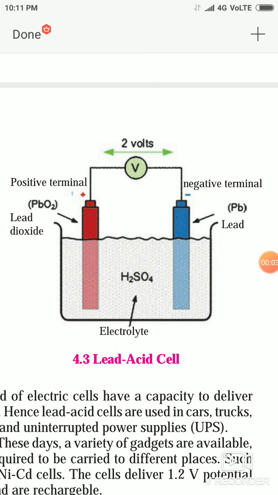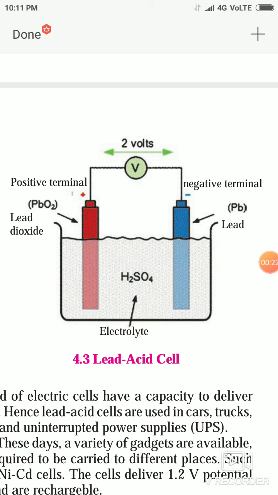Now let's see the construction of lead acid cell. Second type of cell is that. So here is the lead acid cell, which is shown in this picture. Have you ever seen car batteries? In car batteries this type of cell is mostly used.